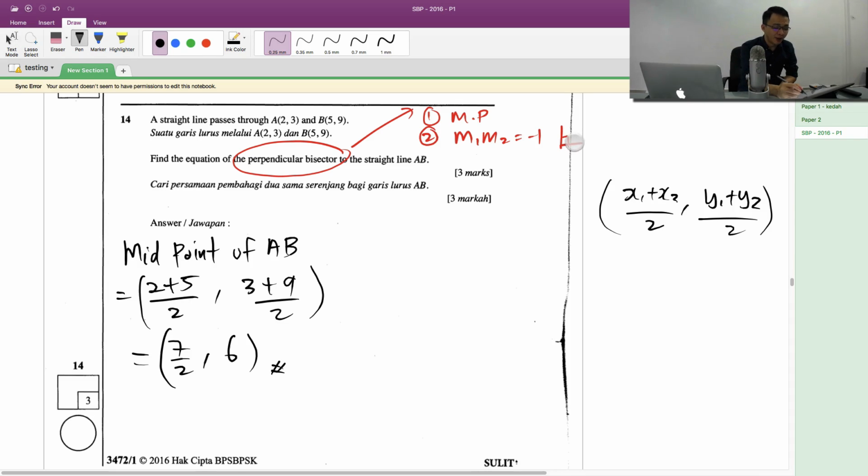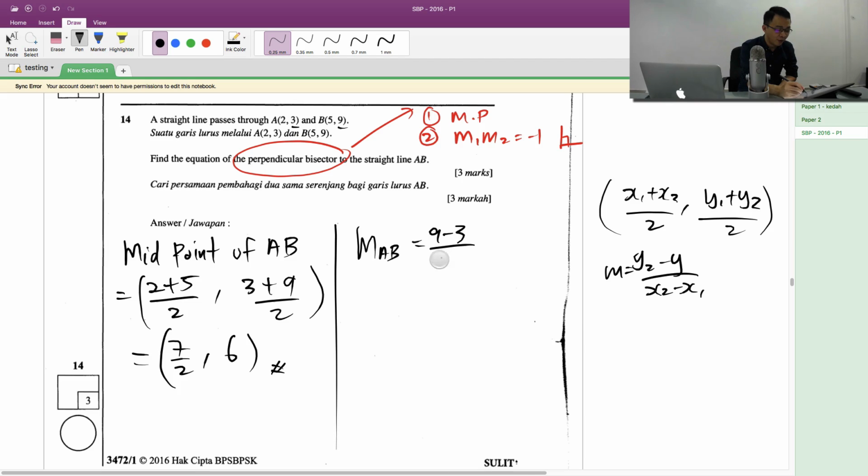But then I want the perpendicular gradient. So first thing is I will need to find the gradient of AB. The gradient formula is y2 minus y1 over x2 minus x1. So I will use y minus y: 9 minus 3 over 5 minus 2. 9 minus 3 is 6, 5 minus 2 is 3, 6 over 3 is 2. So then I know 2 multiplied by the second gradient should equal -1 if they are perpendicular.